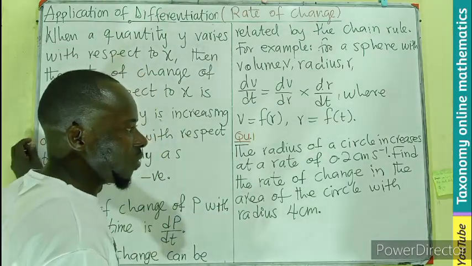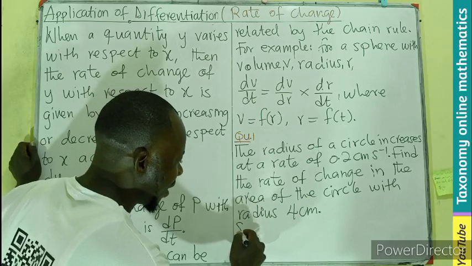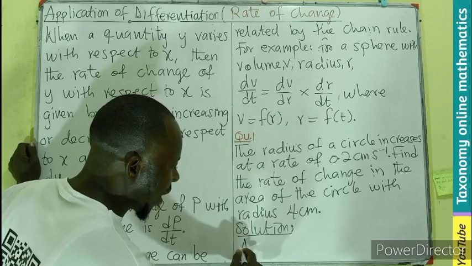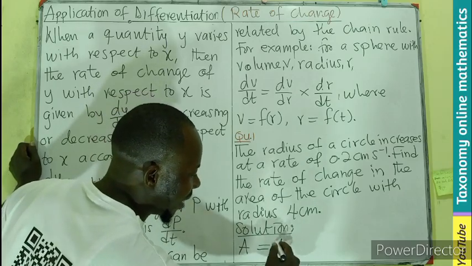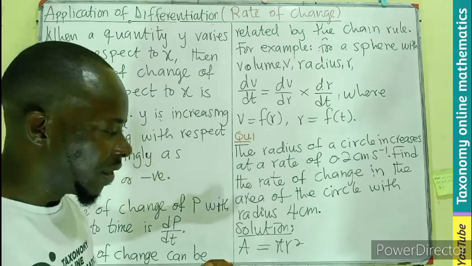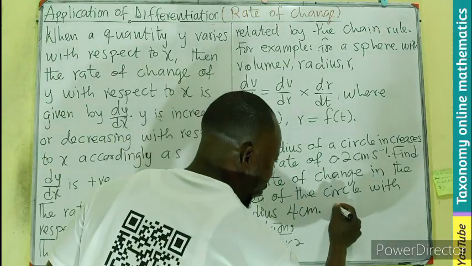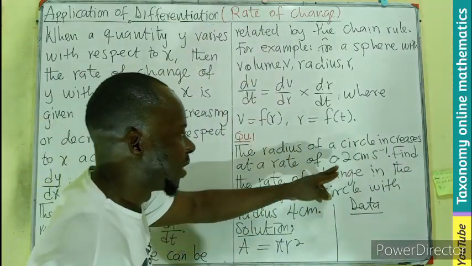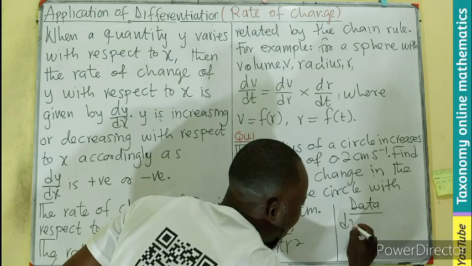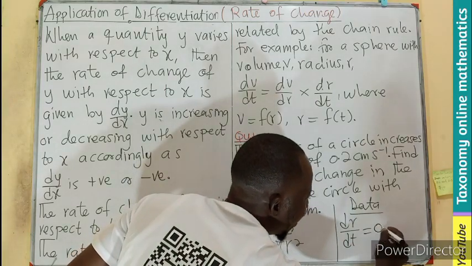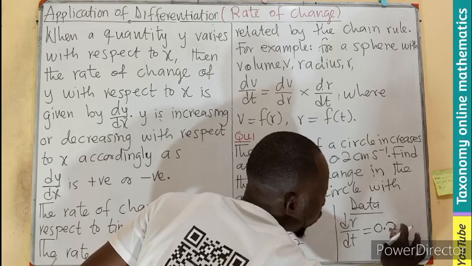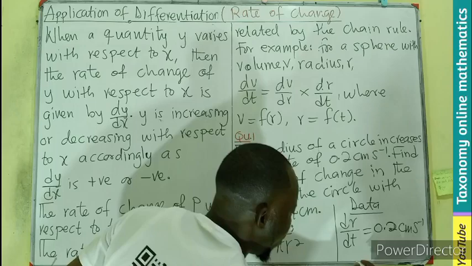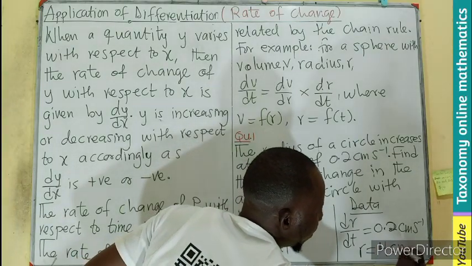So what will I do? First of all, I need to identify the area of a circle. We know the area of a circle is given by pi r squared. We can also write down the data from the question. dr/dt is given as 0.2 centimeter per second. The radius itself is given as 4 centimeter.